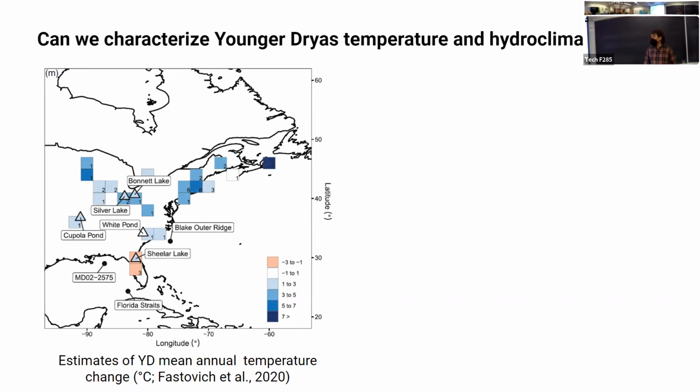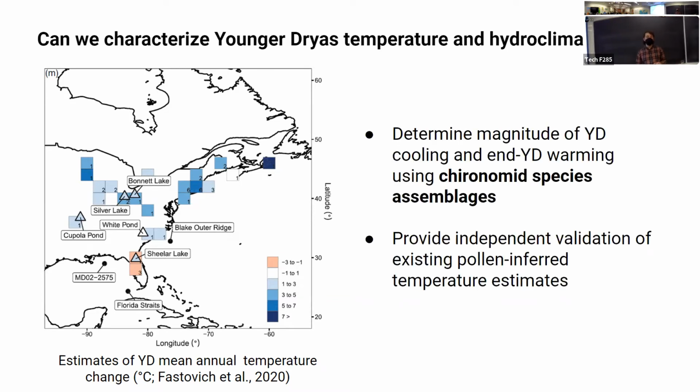And so one of our primary goals is to determine the magnitude of Younger Dryas temperature cooling and the amount of warming that occurred at the end of the event into the early Holocene by using chironomid species assemblages, which have not yet been applied to really anywhere in the mid-continent. And this should provide independent validation of these existing pollen records that leave a lot of uncertainty. So this review paper sort of estimates somewhere between 1 and 7 degrees Celsius of cooling, which would have very different climatic implications depending on where in that range you're landing.